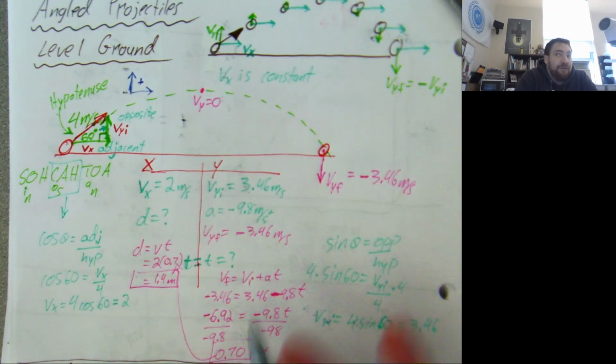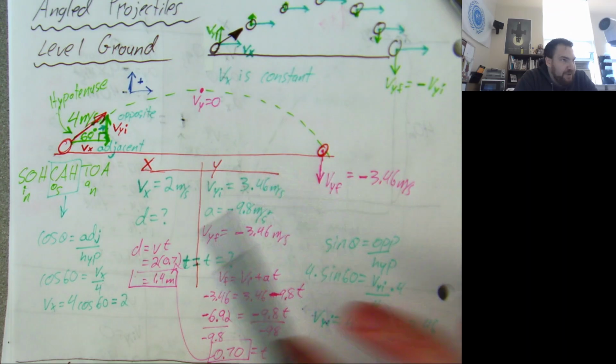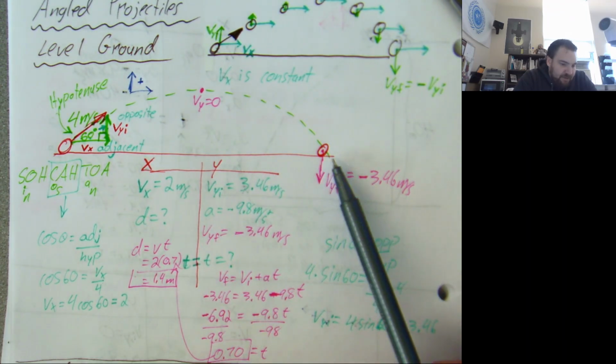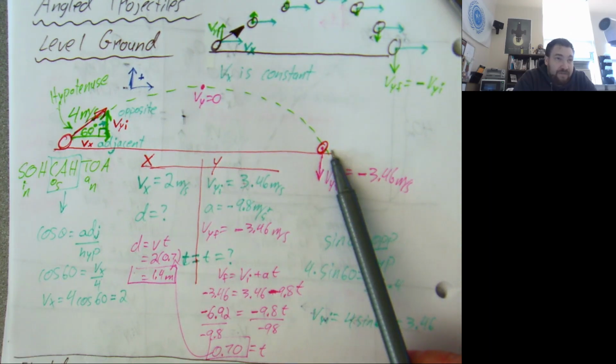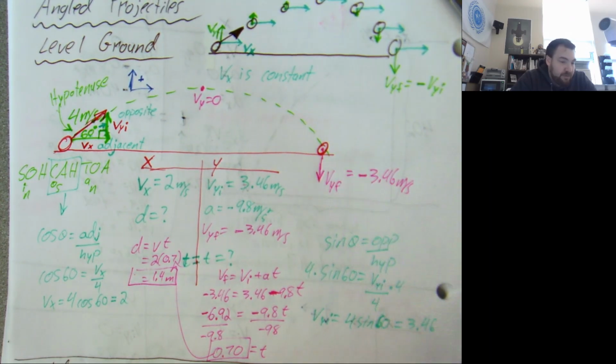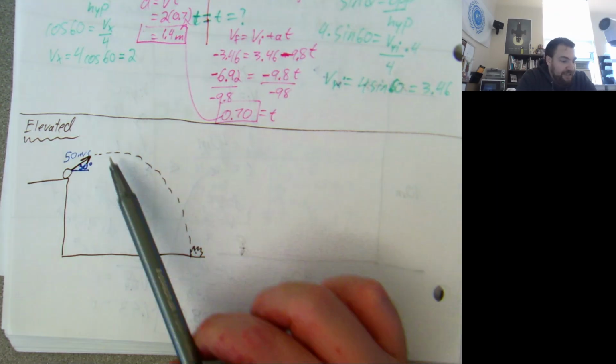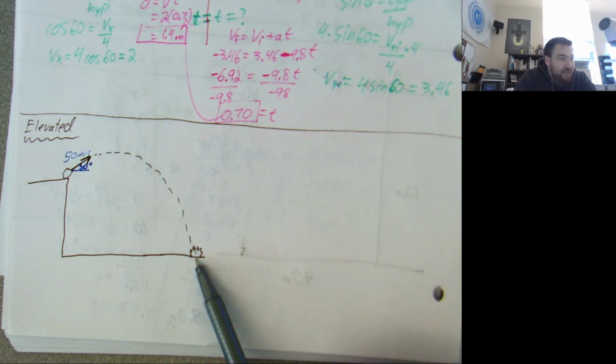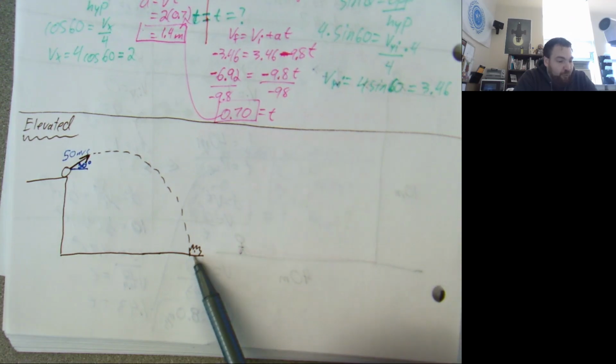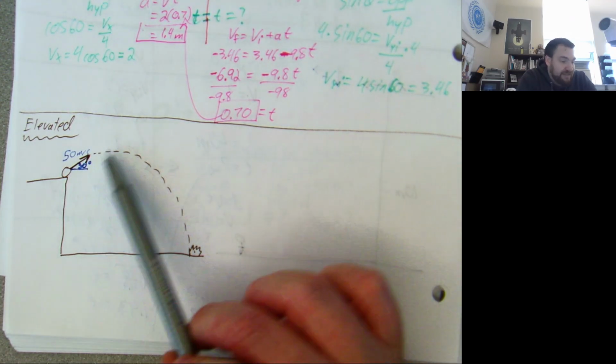Over level ground, we had the very beautiful fact that we knew what the Vy final is. Not over level ground, we can't know what this is going to be, because gravity is going to be able to pull down on this thing for a greater amount of time than it was rising for.